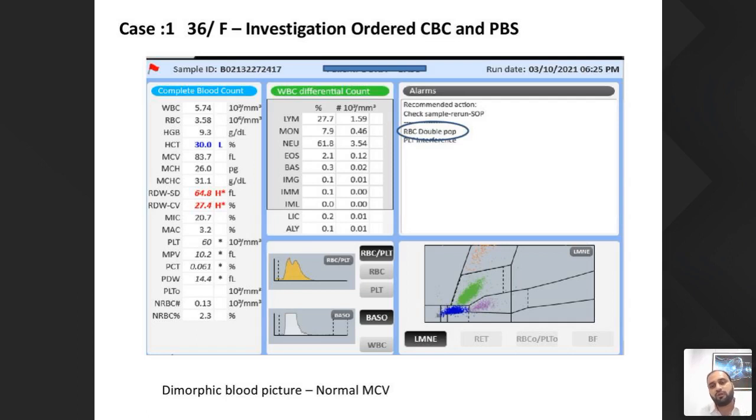However, the MCV is normal. So sometimes the MCV can be misleading in terms of not giving me the actual picture, whether it is a microcyte or a macrocyte, and therefore we have to be vigilant enough. So not only the values are important, you must go through all the graphs and the flags also.